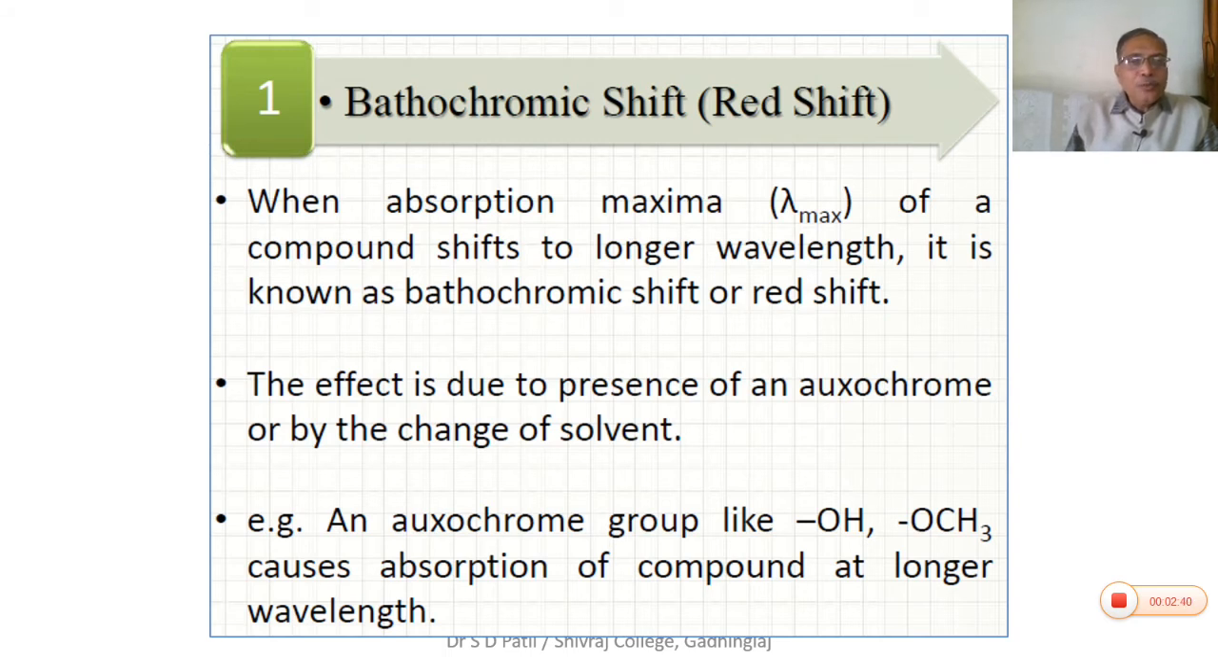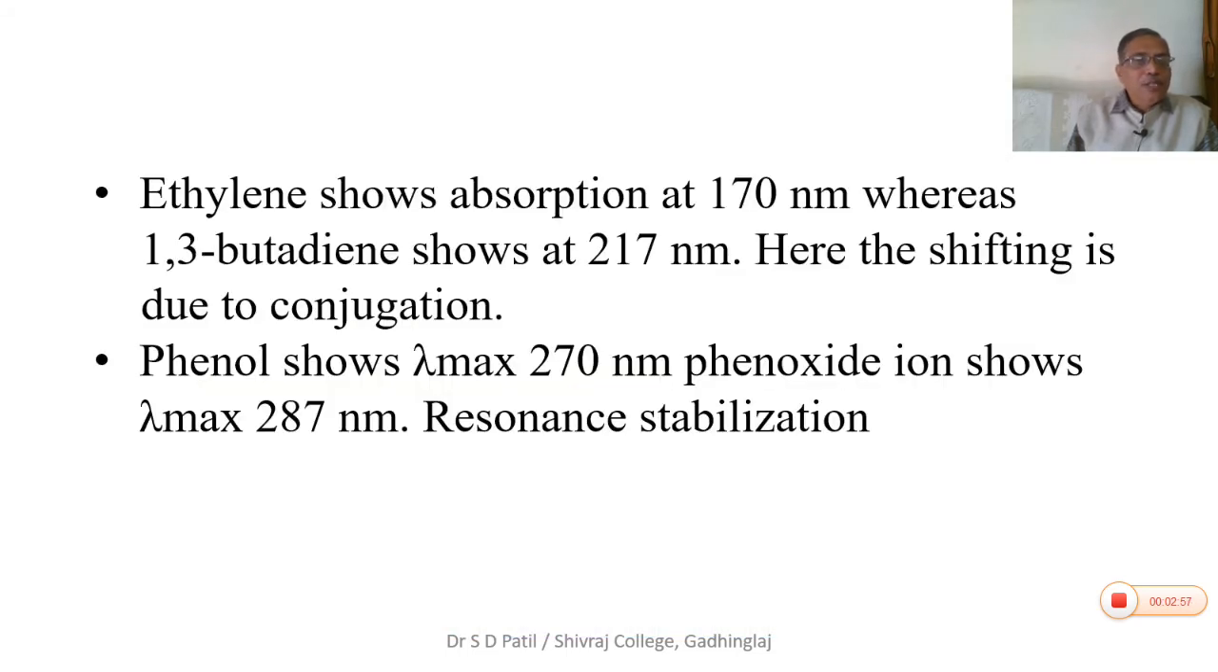The effect is due to the presence of several reasons. In this case, the effect is due to the presence of an auxochrome or by change of the solvent. An auxochrome group like OH, OCH3 causes absorption of the compound at longer wavelength. Ethylene shows absorption maxima at 170 nanometers, whereas 1,3-butadiene shows lambda max at 217 nanometers. Here the shifting is due to conjugation. So the shift is a bathochromic shift, but the shift is because of conjugation.